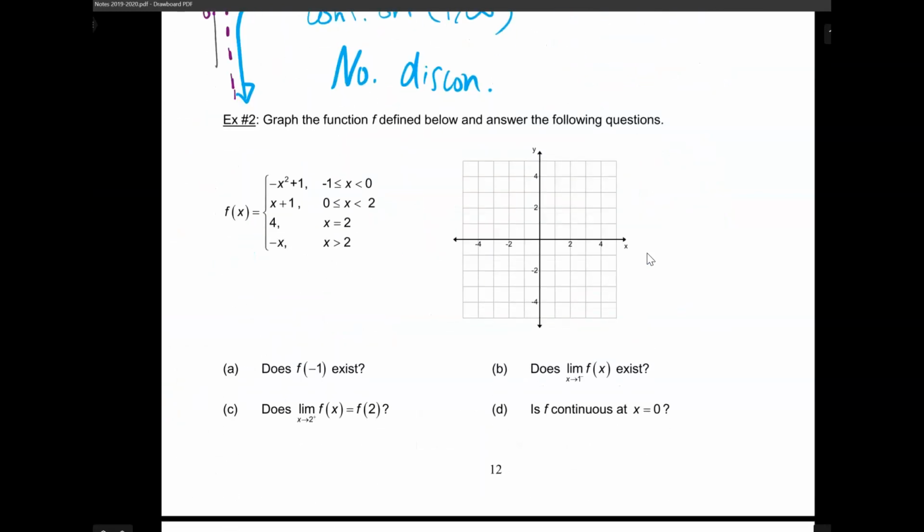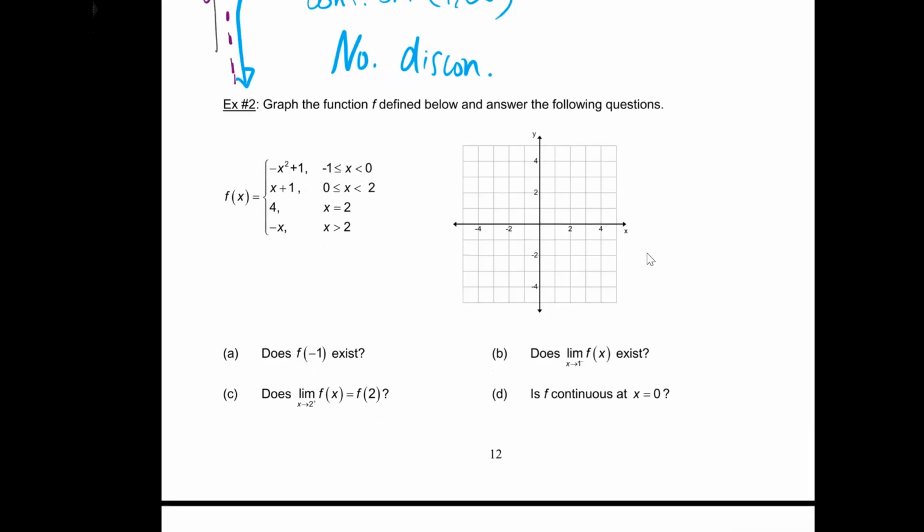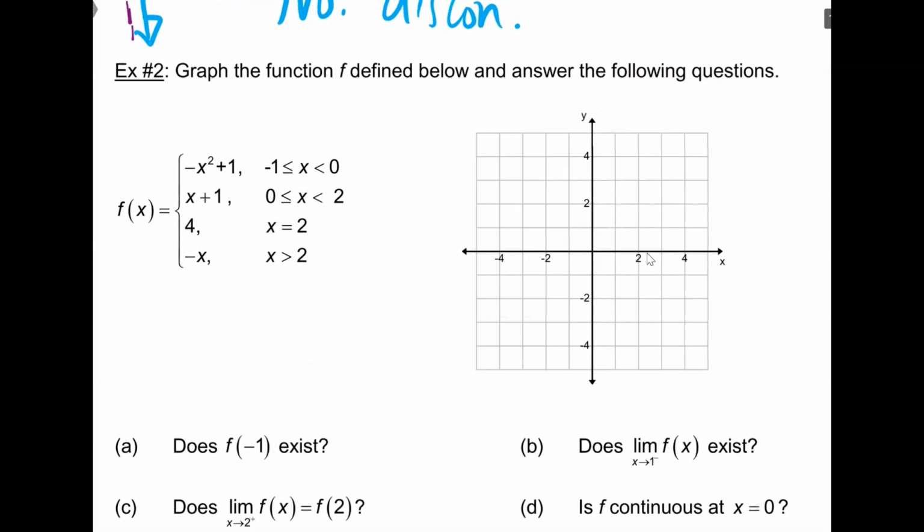Okay, let me take this off. Hey, and guess what pops up once again? Piecewise functions. This is why it was so important last year in pre-cal when I was going over piecewise, because you gotta know it. I can't just stop and reteach it during calc. Alright, so let's graph it and answer the following questions.